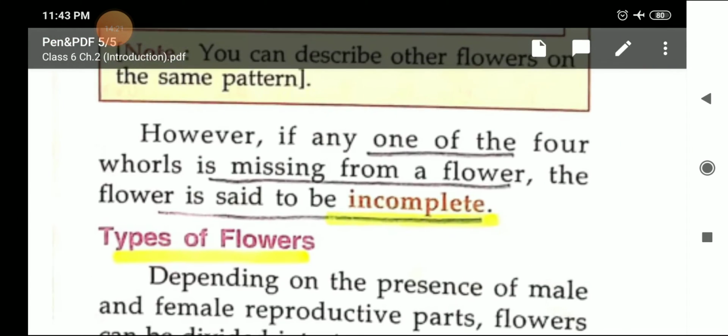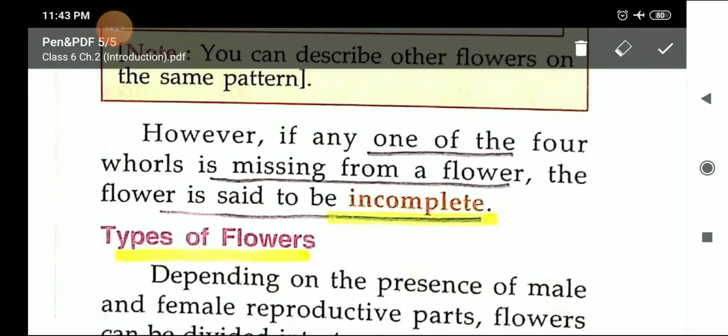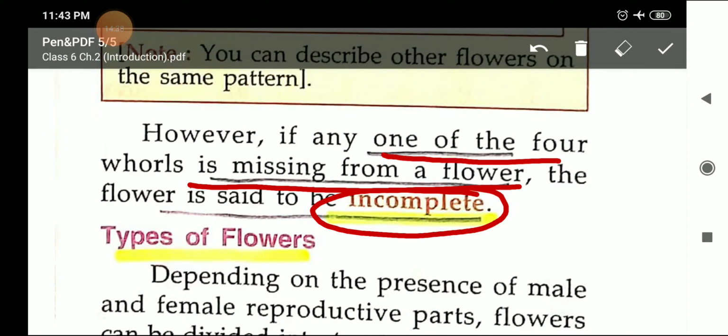Then which is an incomplete flower? If any one of the four whorls, it can be calyx, corolla, androecium or gynoecium, is missing, then we call that flower an incomplete flower. That means a complete flower is one in which all the four whorls are present, and an incomplete flower is one in which any one out of the four whorls is missing.